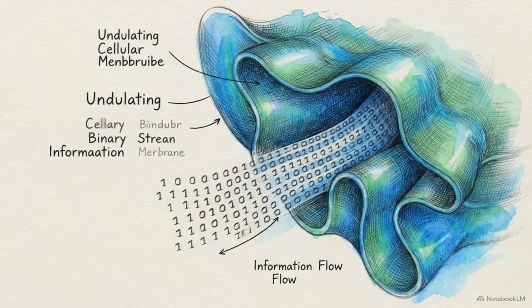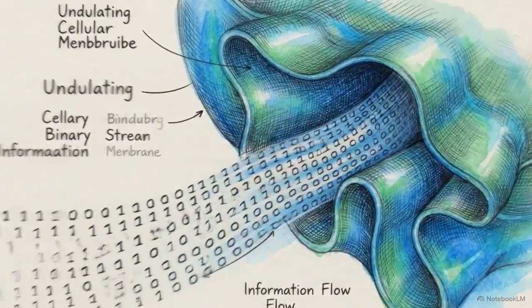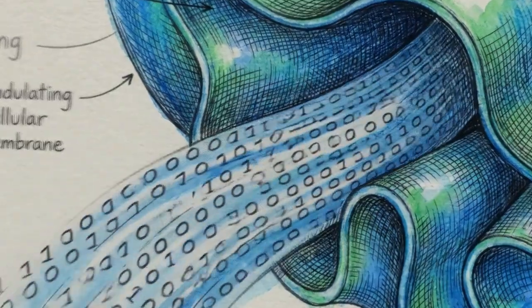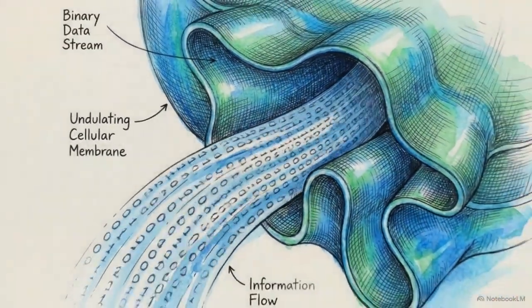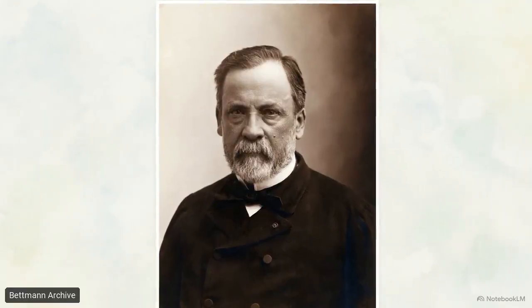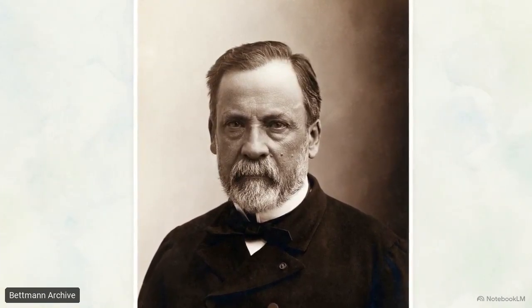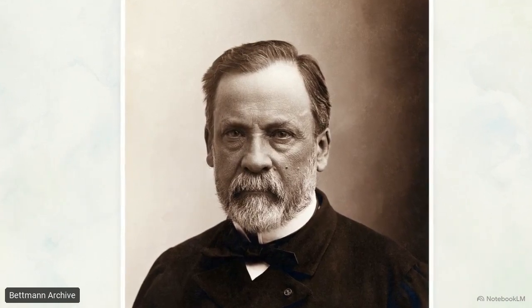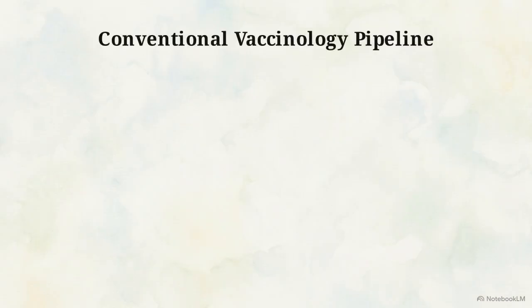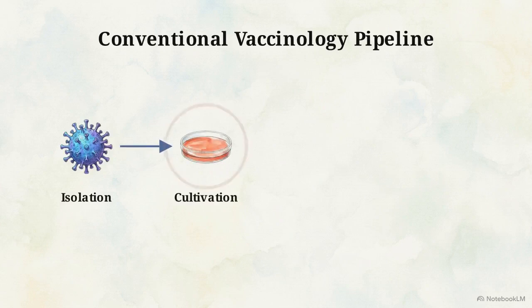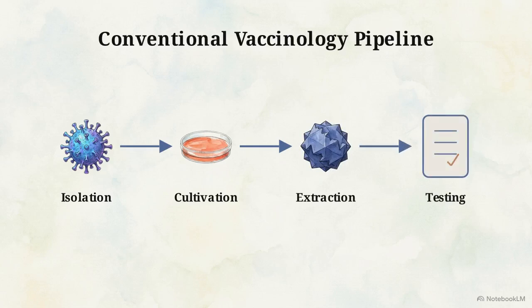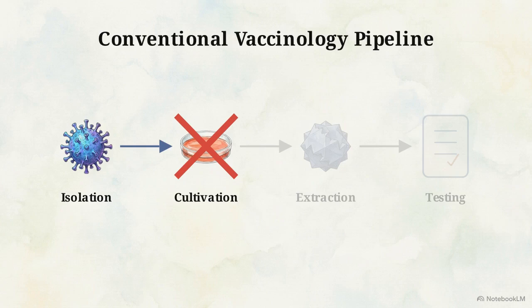The physical environment of a living cell is chaotic, volatile, and difficult to control. Digital code, by contrast, is absolute. For over a century, immunology relied on the physical rules of biology, building upon the foundations established by early pioneers like Louis Pasteur. To design a vaccine conventionally, the pathogenic microorganism must be isolated and cultured in vitro, grown in a physical laboratory. Only then can its components be extracted. But if it cannot be sustained in a petri dish, the pipeline halts entirely.